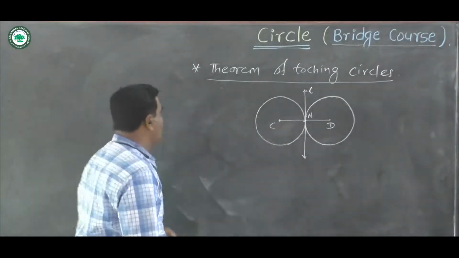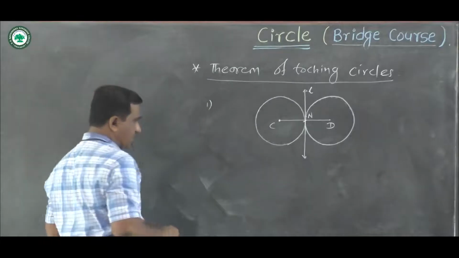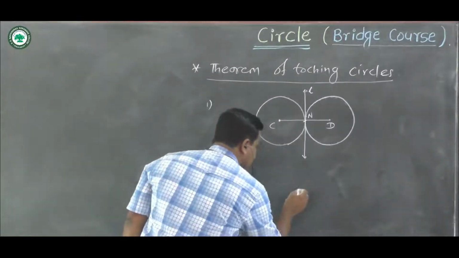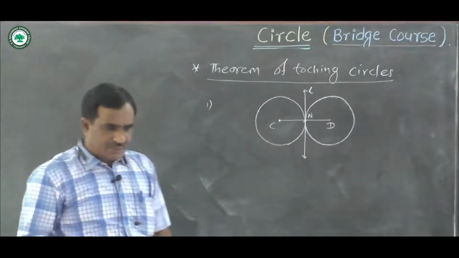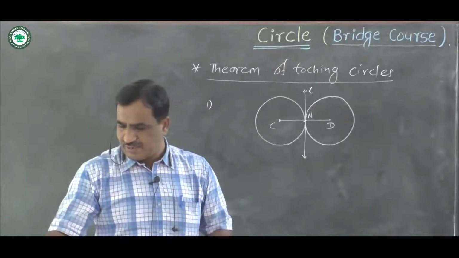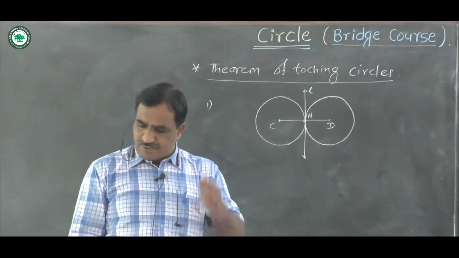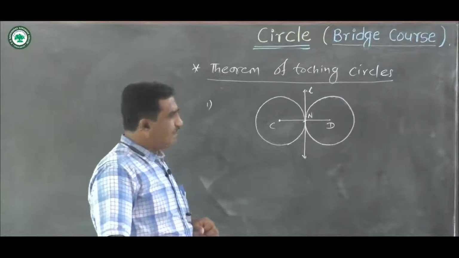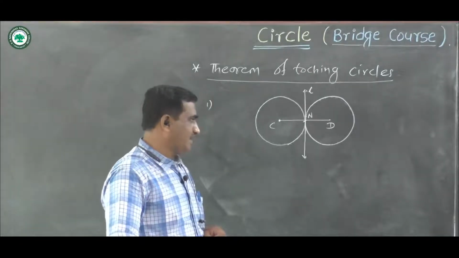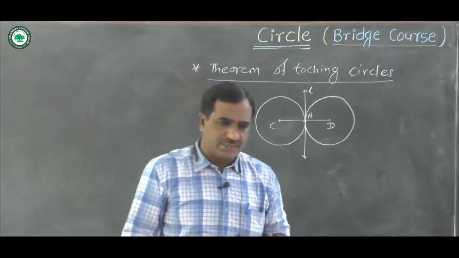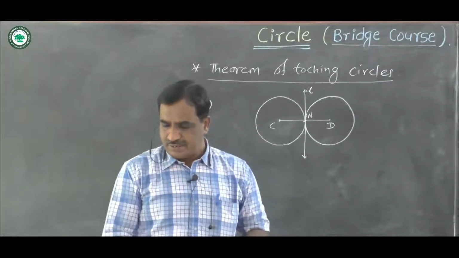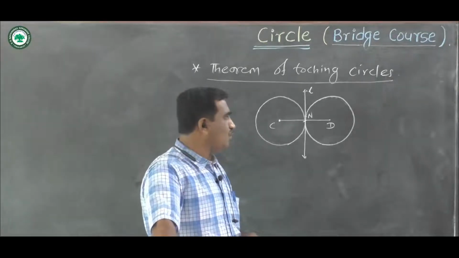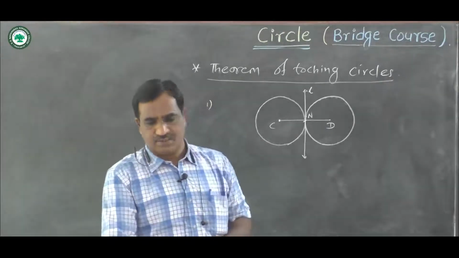Second is when circles touch each other internally. We have seen this point earlier. The distance between the centers of circles touching internally is equal to the difference of their radii. If two circles touch each other internally, then the distance between their centers is equal to the difference of their radii.